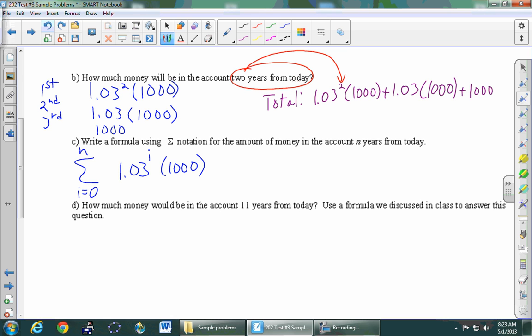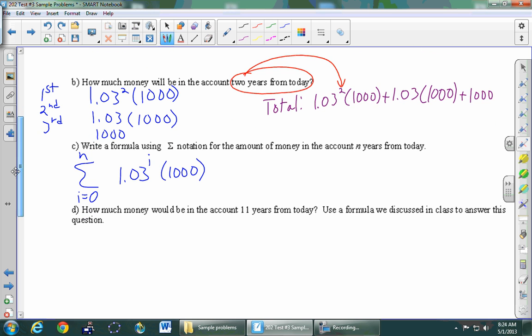Part D. How much money would be in the account 11 years from today? Use the formula we discussed in class to answer this question. So if you didn't want to use a formula, you could just do the brute force calculation, something like this, but keep it going up to 11. And then add up all of those terms. Better is to use the formula, and I'm going to insist on the test that you use a formula. So first we need the formula. This purple series is a geometric series.